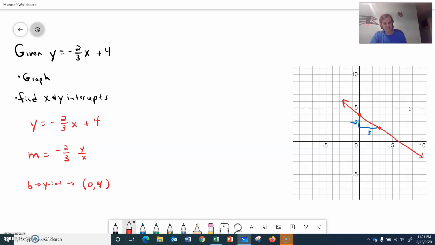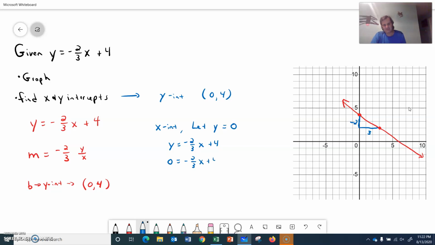And as far as answering the second question, I already know that the y-intercept from the slope-intercept form is (0, 4). And I could also do that just by letting x be 0. But to get the x-intercept, I'm going to let y equal 0. So I'm not going to move up or down any. So I'm going to take the original function, which is y equals negative 2/3 x plus 4, and I'm going to let y be 0. So I've got 0 equals negative 2/3 x plus 4.